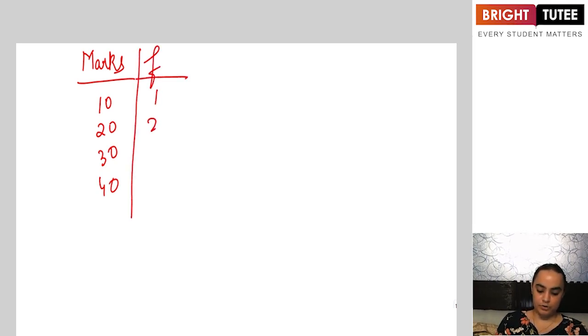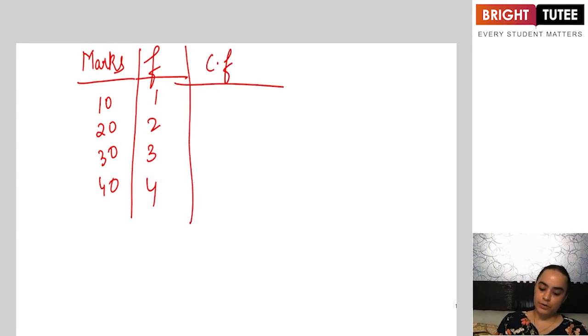Frequency 1, 2, 3, 4. Okay. Now comes the cumulative frequency. What is my cumulative frequency? The addition that I am going to do to every frequency. Now just look at the way I am going to calculate it.